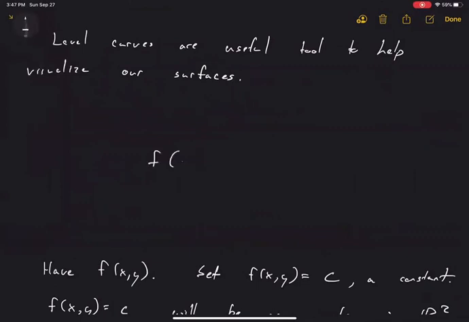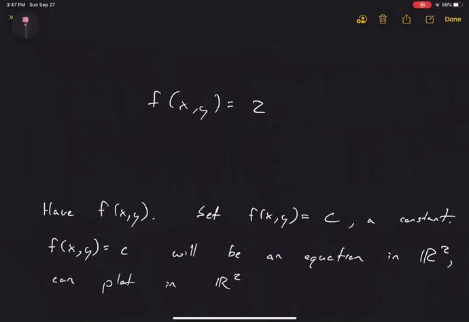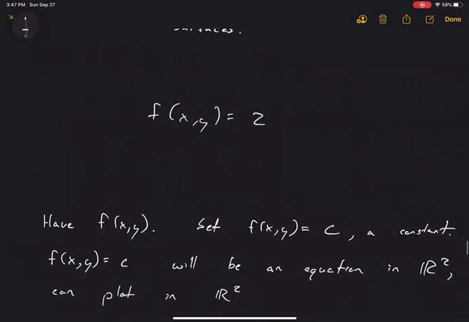The setup is I have f(x, y) equals z, so I have my two independent variables and my dependent variable. What I'm going to do to find my level curves, and it's best to just find them and you'll kind of see what they are. I think it's better than trying to explain it now.